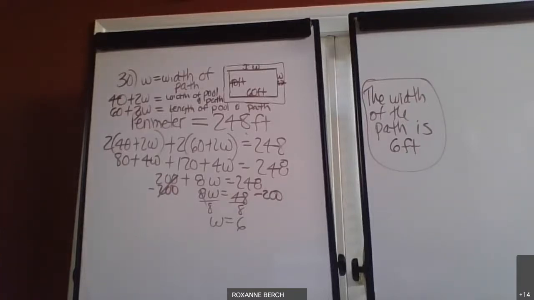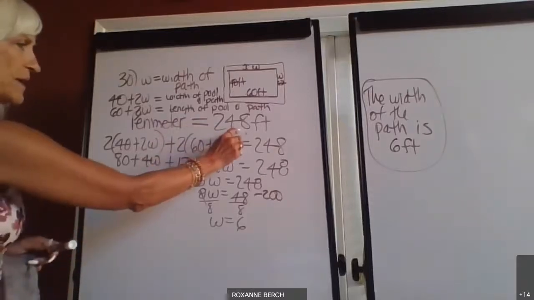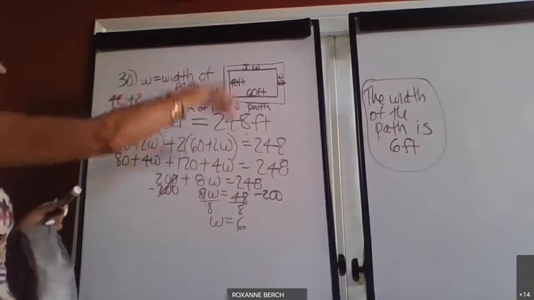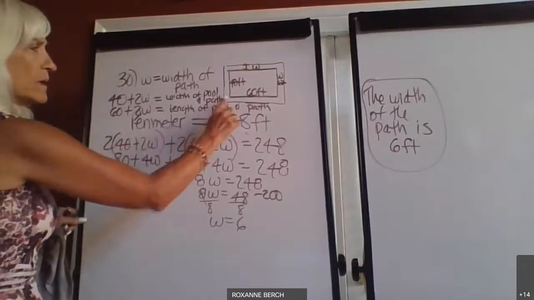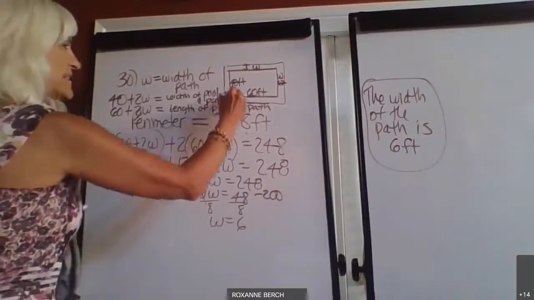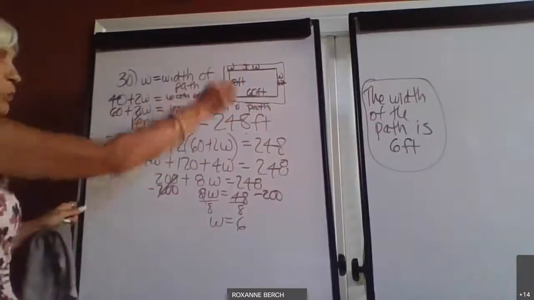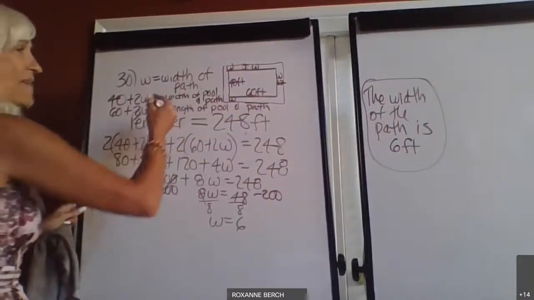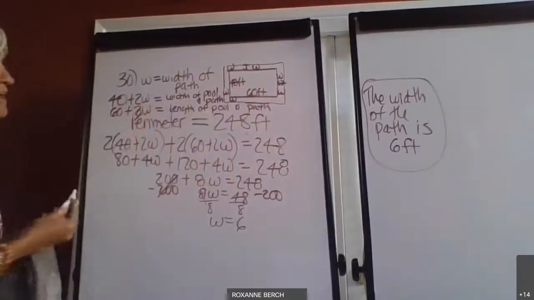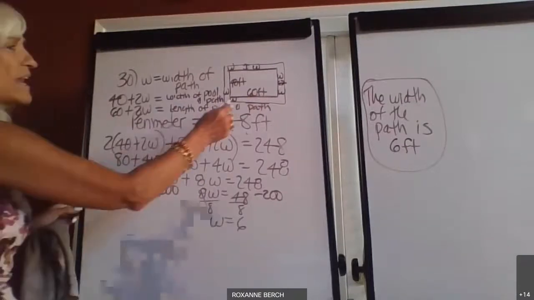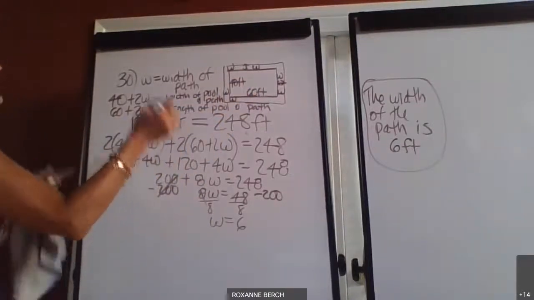Hold on, I think I got it figured out. They're saying the perimeter of the rectangle formed by the pool. Okay, I got it, guys. This right here is the perimeter around the path and the pool. So see this 40? We would have to add that W and that W. So there's 2 of them. And the length would be 60 plus W. So that's where the 2 is coming from, because they're talking about the perimeter of the pool and the path.